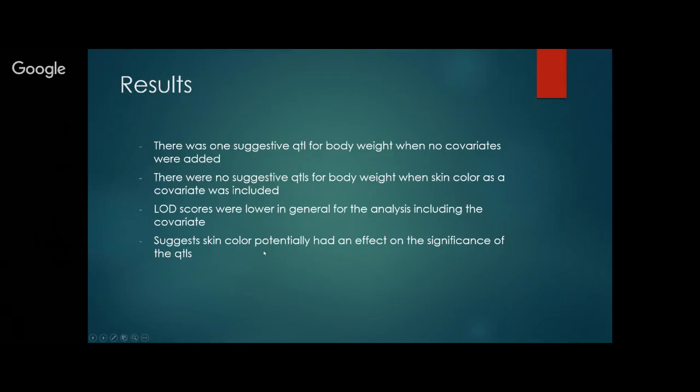So here's a discussion of the results. There is one suggestive QTL for body weight when no covariates were added. And there were no suggestive QTLs for body weight when skin color as a covariate was added. The LOD scores were lower in general for the analysis including the covariate. This could suggest that skin color potentially had an effect on the significance of the QTLs. It might be related in some way.